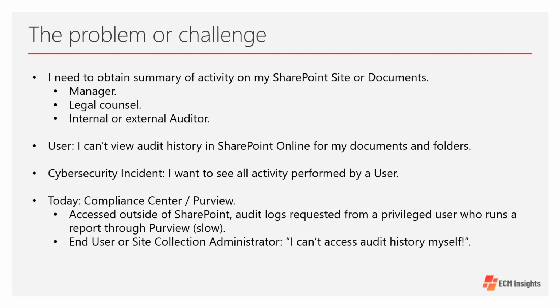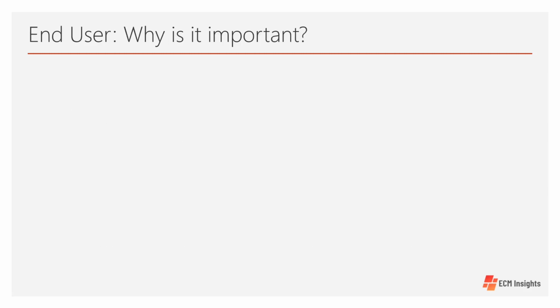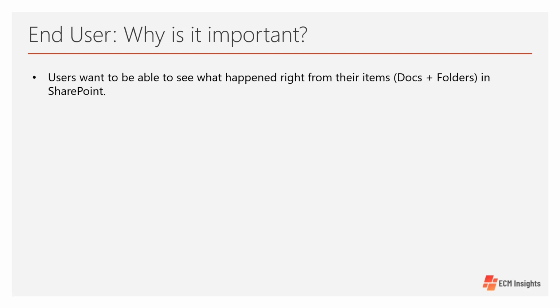And yeah, well, let's change gears a little bit and let's actually talk a little bit about why it's important. And firstly, let's start with end user perspective. And these are all pretty straightforward. A user wants to be able to see what happened right from their items, so right from your document or folder in SharePoint. You want to see what actually happened, who's looked at it, right? So that's the who, the what, when, where, and how on your document activities, right?